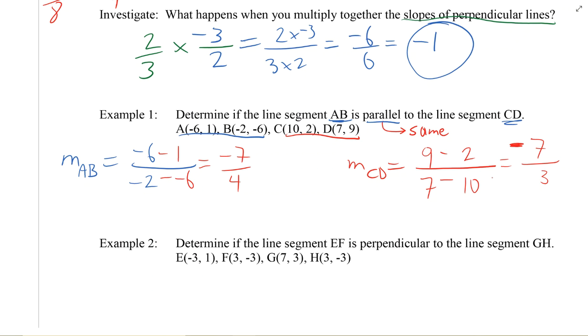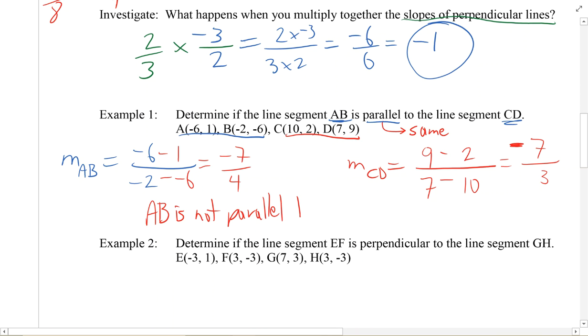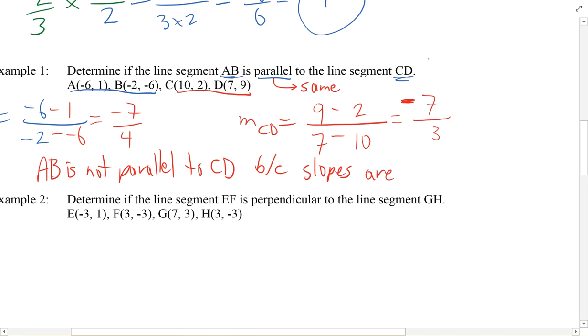So what can we say here? The slopes aren't the same, so what can we say about the lines? All right. AB is not parallel to CD because the slopes are different, or not the same, whatever you want to say. Slopes are different.